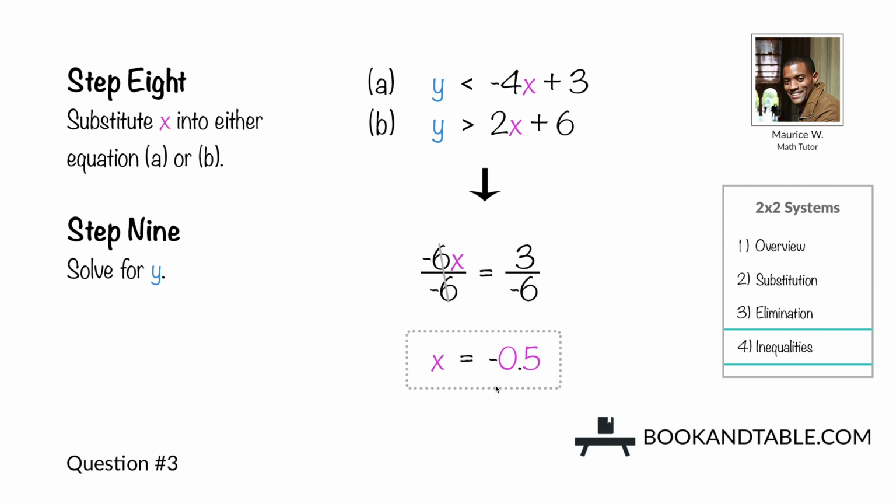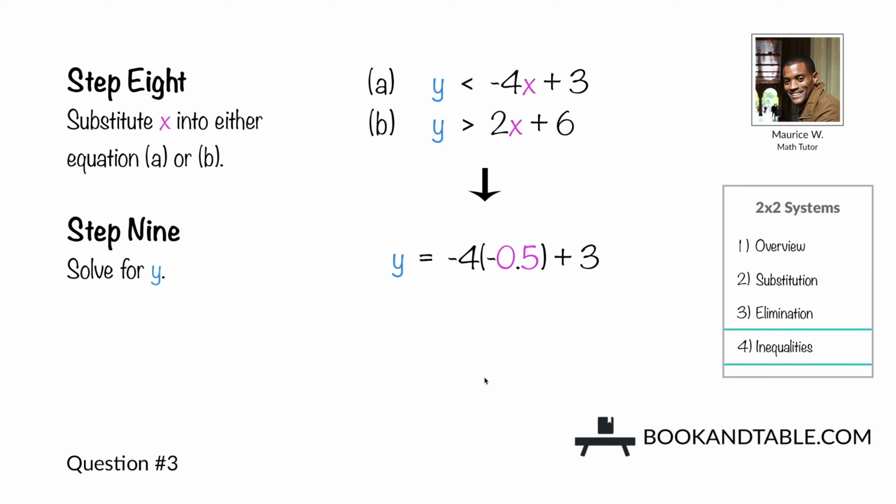So now step 8, we can substitute this x value into either equation A or B. And then step 9, we can solve for the y coordinate of the vertex. So if we plugged in x into equation A, we would get negative 4 times negative 1/2, which is positive 2. 2 plus 3 is equal to 5. So we see y is equal to 5.